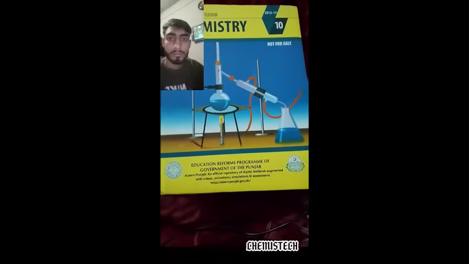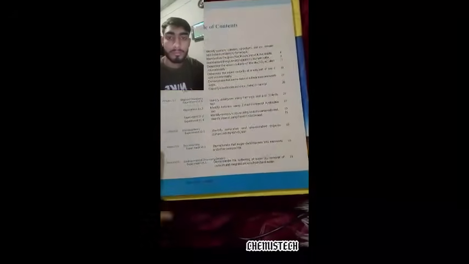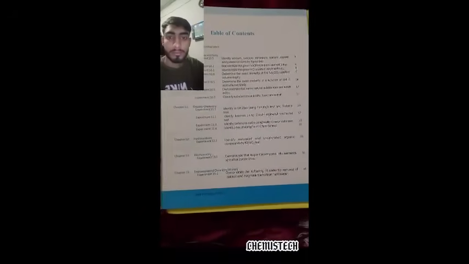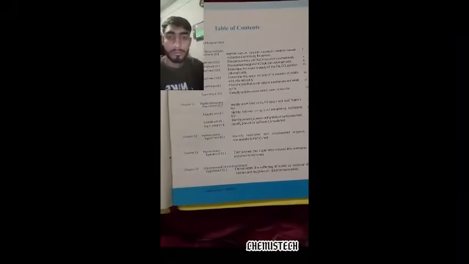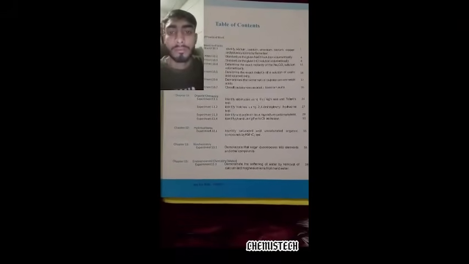Today our topic is about the chemistry notebook. Here is my notebook. So let's start. It's the first page. Here is the table of contents. We show some table of contents like chapters. In this topic we will discuss these chapters one by one.